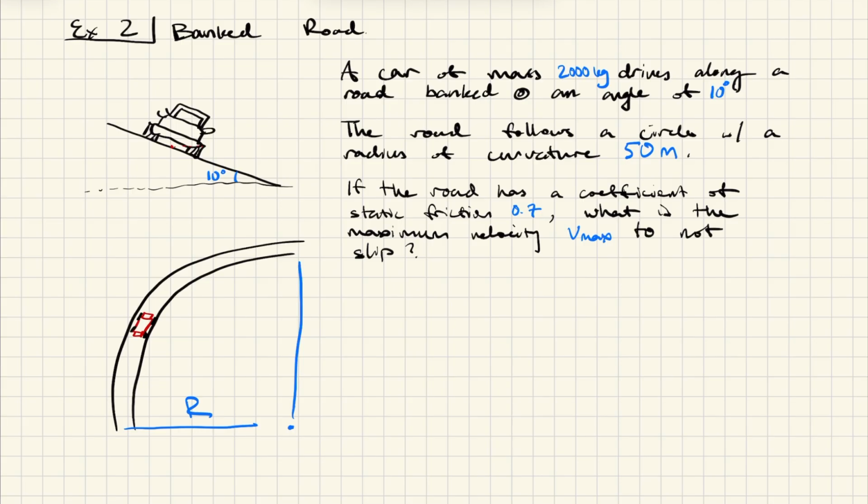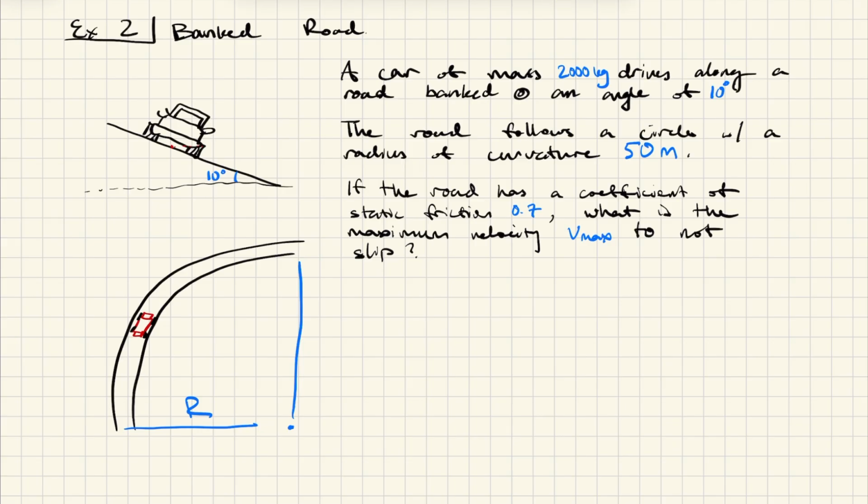So in this problem, the usual setup is that you are driving a car, and let's say our car has some mass, 2,000 kilograms, and we're driving along a banked road with a curve, and the road is banked at an angle of 10 degrees. Let's say the road is also following kind of a quarter circle with a radius of curvature of 50 meters, and the road and tires have a coefficient of static friction of 0.7. Our goal is to find the maximum velocity, Vmax, so that the car doesn't slip and we don't overcome the static friction here, right?